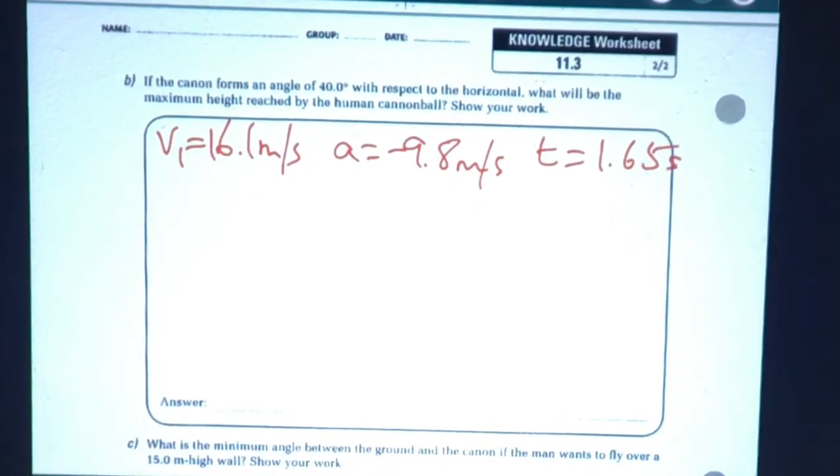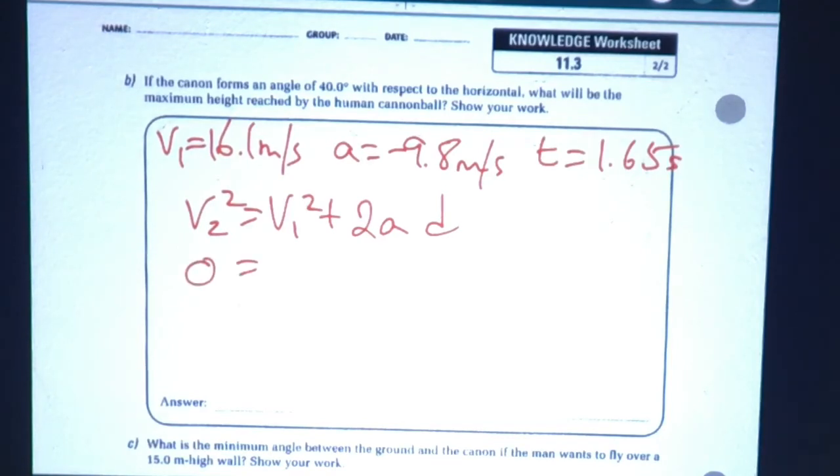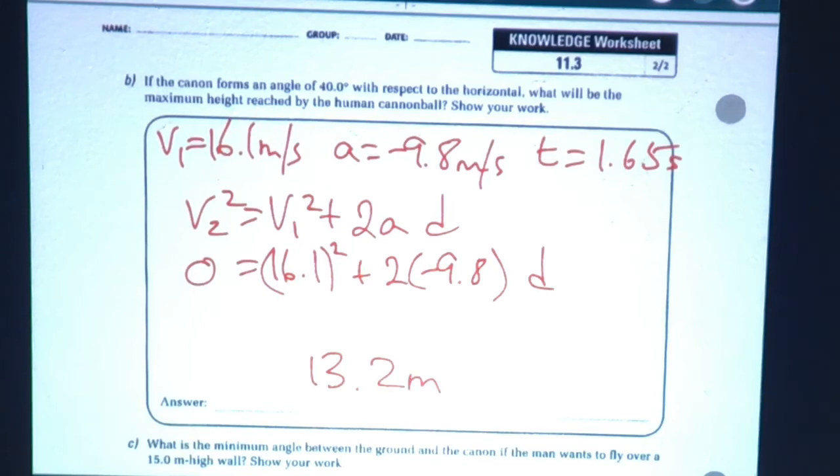So now we need v2 squared equals v1 squared plus 2ad. The final velocity we know is 0 because at the very top there is no vertical velocity. The initial velocity is still 16.1 squared, and then 2 times negative 9.8, and we have d, which is what we're looking for. If we do all the calculation there, you should get an answer of 13.2 meters, with rounding a little bit here and there.